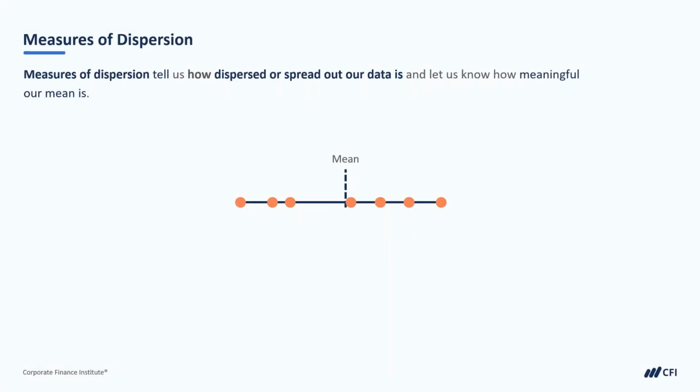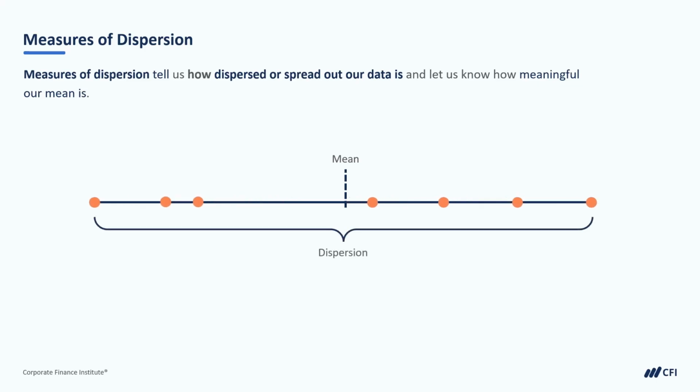Measures of dispersion, or measures of variability, help us understand how dispersed or spread out our data is, which in turn lets us know how meaningful our mean is. Put another way, how far a random result is likely to fall from the mean. If our data is widely spread, a result far from the mean becomes more likely. When making inferences, this can mean more uncertainty.